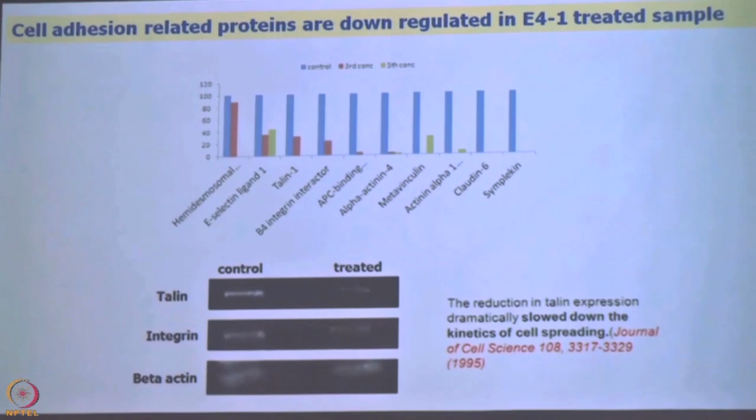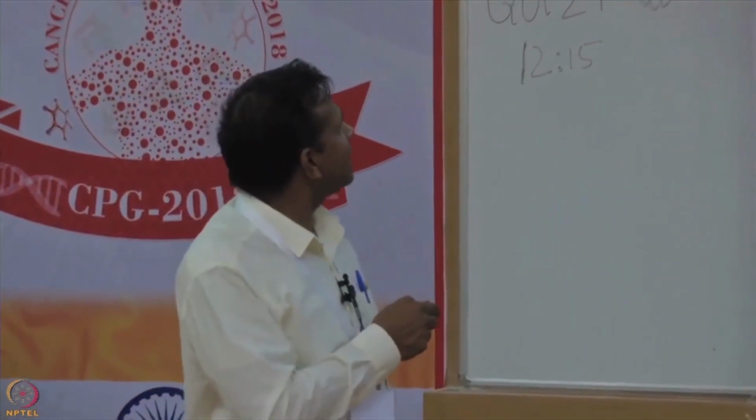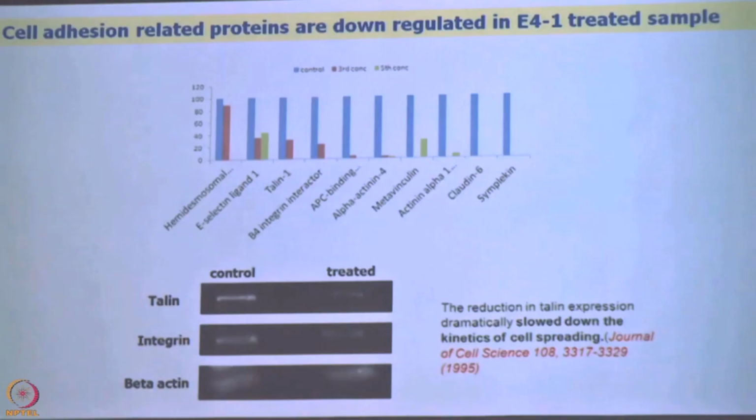Now, you give the treatment with this compound to different cells, both, and now you do proteomics. I have shown you how to do it. Now you start comparing what happened. When you look at the proteomics, what you found: cell adhesion related proteins are down regulated in E4. E4 is nothing, it is my lab room number. So now all cell adhesion related proteins are down regulated, so the cell is not getting attached, it is getting detached, which means something is going towards cell adhesion.